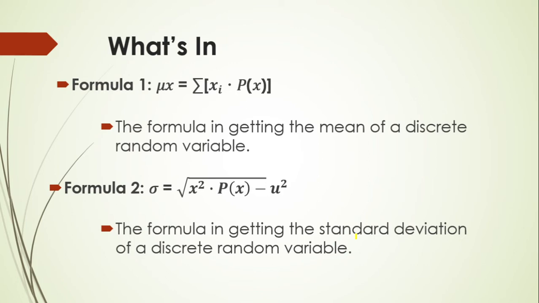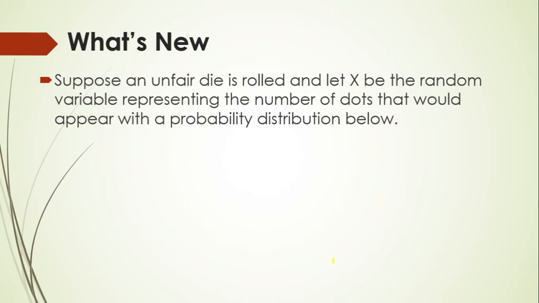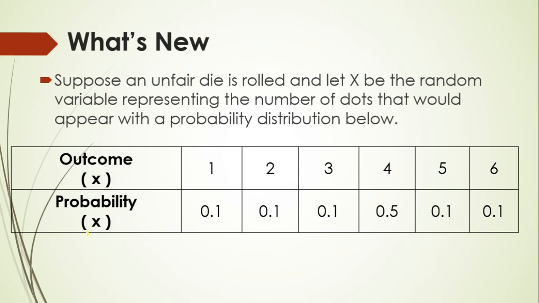Suppose an unfair die is rolled and let x be the random variable representing the number of dots that would appear, with the probability distribution below. So ito ang makikita natin, yung outcome and probability. We have outcomes 1, 2, 3, 4, 5, and 6, and probabilities 0.1, 0.1, 0.1, 0.5, 0.1, and 0.1. Next, find the value of the mean.